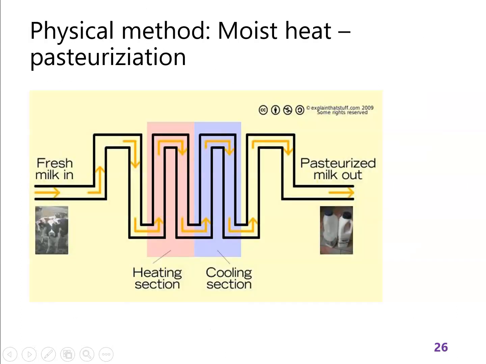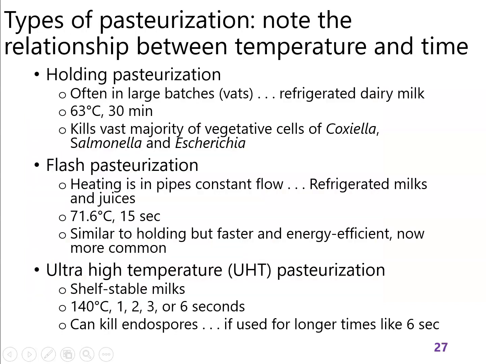The next physical method of moist heat is pasteurization, and this is what we use on food, liquid foods, a lot of the time. There are three broad types of pasteurization historically, and you don't have to memorize these numbers. What you have to do is compare them. The first type of pasteurization involved heating a vat of something like milk to 63 Celsius.